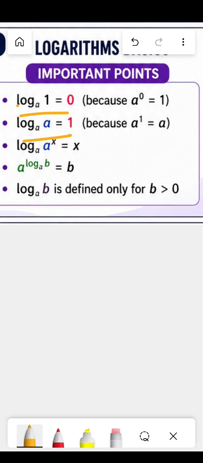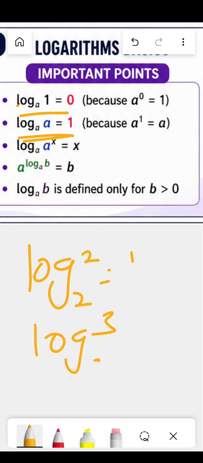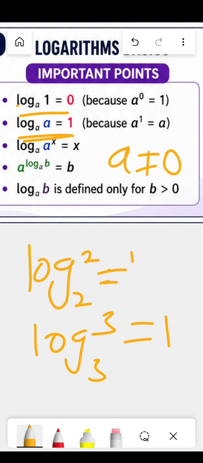Next, log a base a is equal to 1. For example, log 2 base 2 is equal to 1, log 3 base 3 is equal to 1, log 5 base 5 is equal to 1. Here the condition is that a is not equal to 0. Log a base a is always 1.